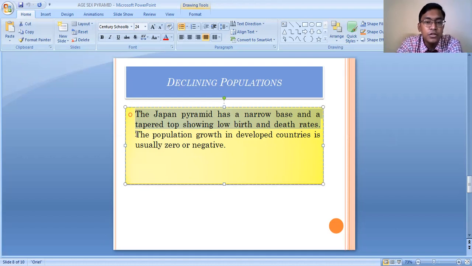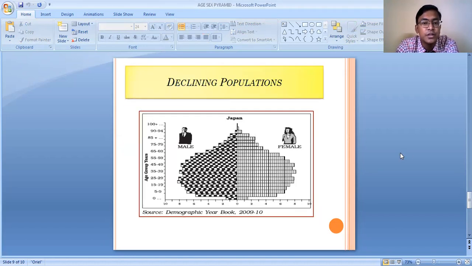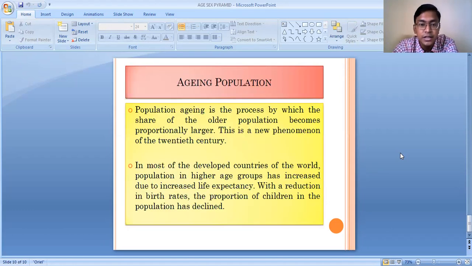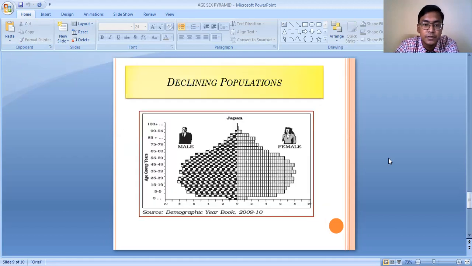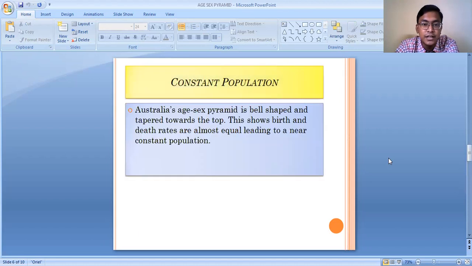The population growth in developed countries is usually zero or negative. So this kind of population pyramid can be found in the developed countries where the population growth rate is zero or negative, because both the birth rate and death rate are almost the same. So there is not an increase of population. This kind of population pyramid is known as the declining population. The third one is the declining population.